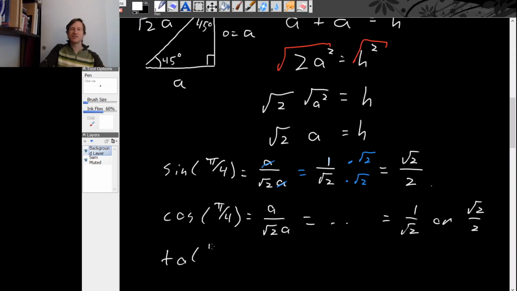And then tangent of pi over 4. Well, tangent is sine over cosine, but sine and cosine are the same, so when you divide a number by itself, you get 1. All right.